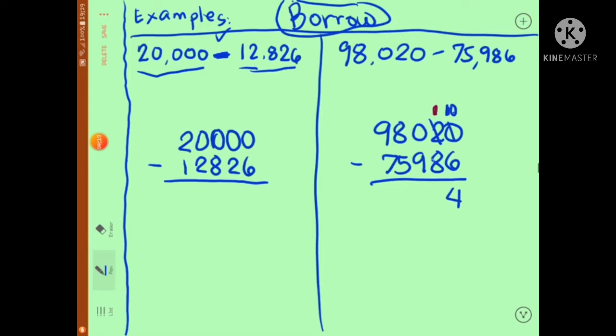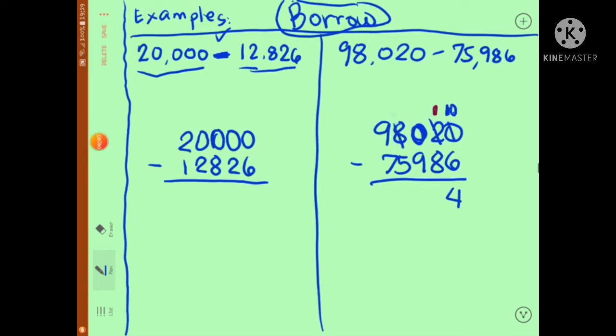1 minus 8. Can or cannot? Cannot, right? It's because 1 is less than 8. So we need to borrow from here. But here we have 0. We cannot borrow from 0 because it's nothing. So instead, we will borrow from the next one, which is 8.